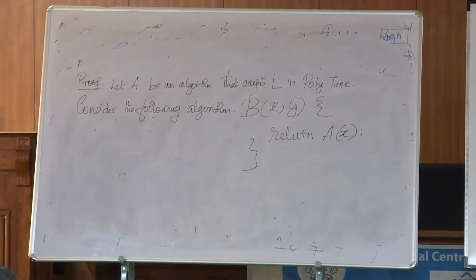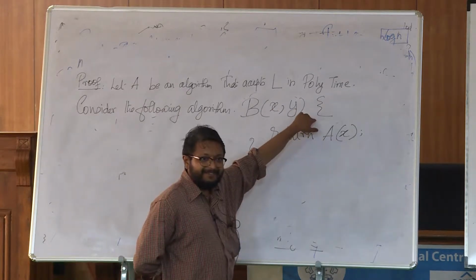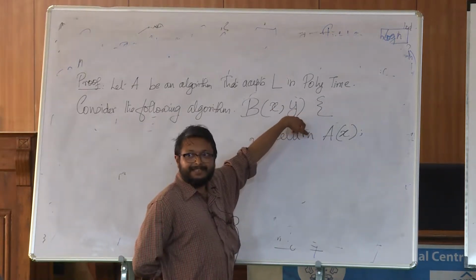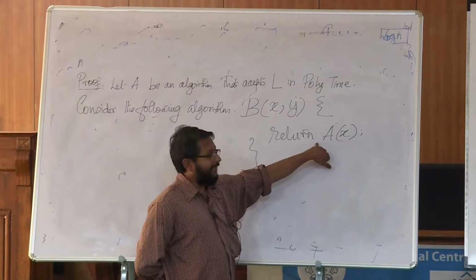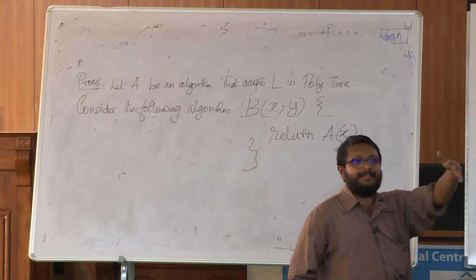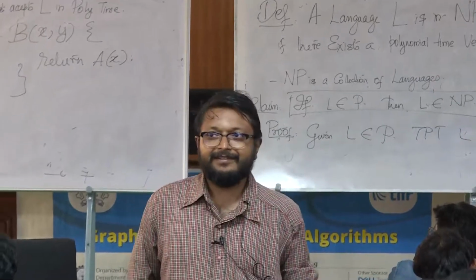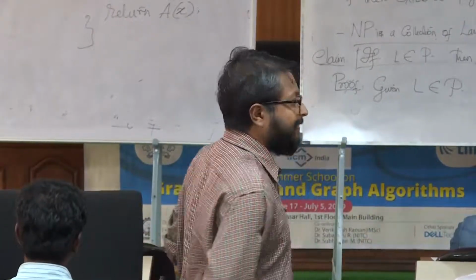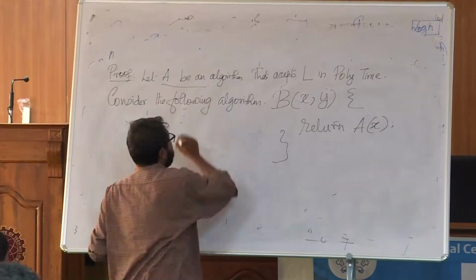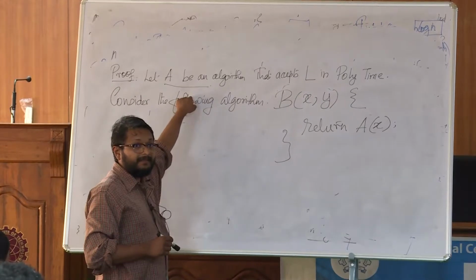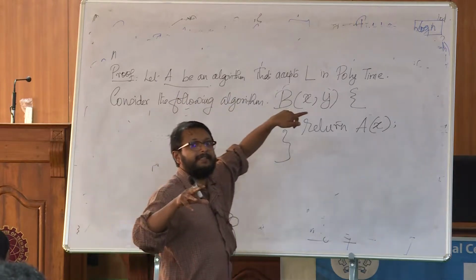See, this is a function. What is this code doing? It takes two inputs. Okay? It takes the first argument, calls A with that argument, and whatever is returned by A, if A returns 1, you output 1, if A outputs 0, you output 0. Is that clear? So this function is doing what? I know that there is an algorithm A that accepts L. What is the input to A? A number x or a string x, and A will determine whether x is in L.